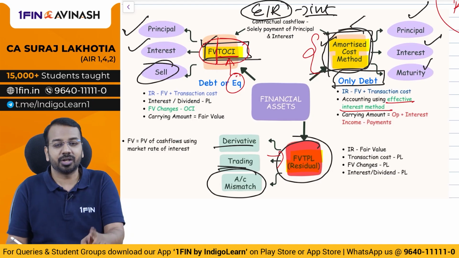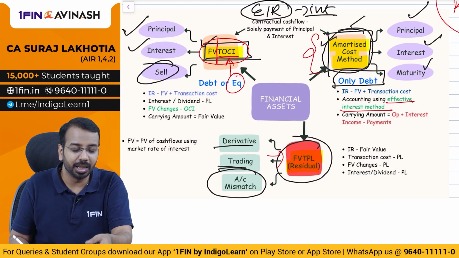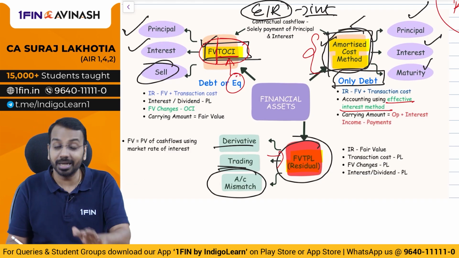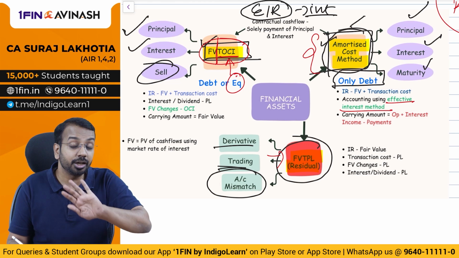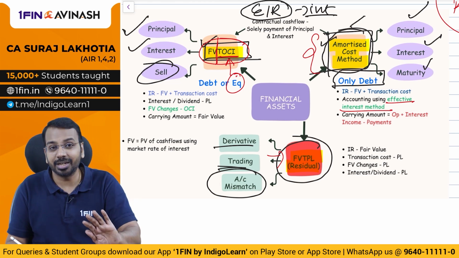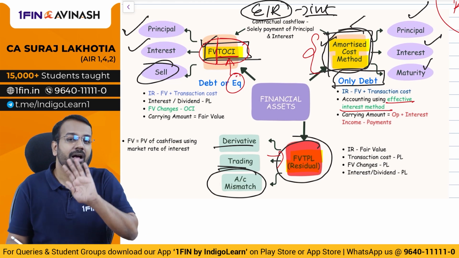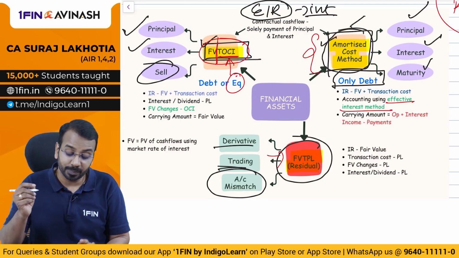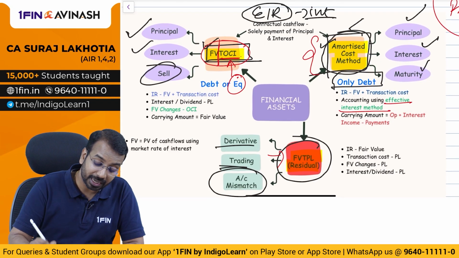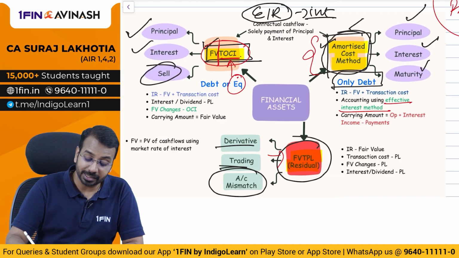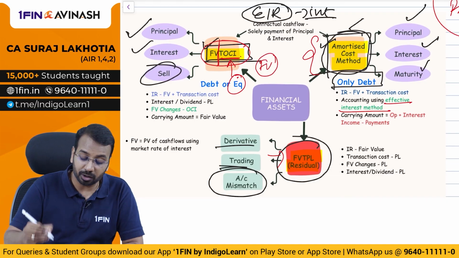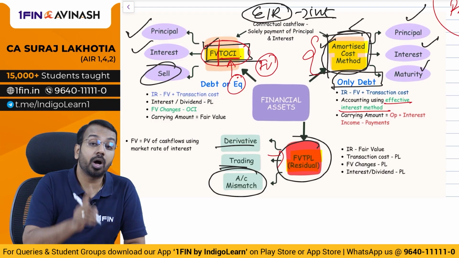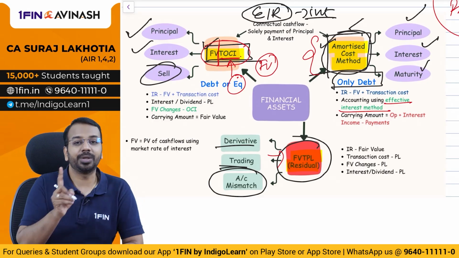Now this decision is irrevocable. If you have decided that investment in equity will be under FVTOCI, you have to continue to recognize it under FVTOCI only. That is fair value through other comprehensive income only. Okay. Once you have classified, you cannot bring it back. And the second thing is, whatever the fair value gain or loss, you cannot reclassify that to the P&L.